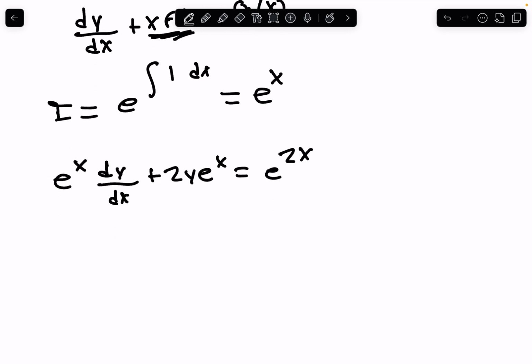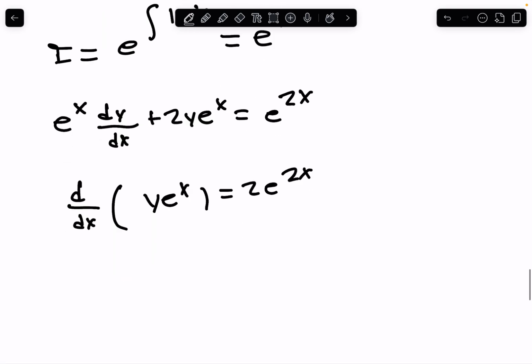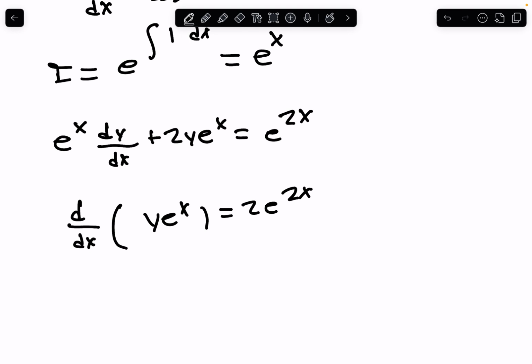So what should we do now? This is the weird part about differential equations. As I said, integration and differentiation are opposites. So I'll show you what to do, then I'll explain. It becomes this: d by dx, the derivative of the following, y e to the x equals e to the 2x. So what we did here is reverse the equation.